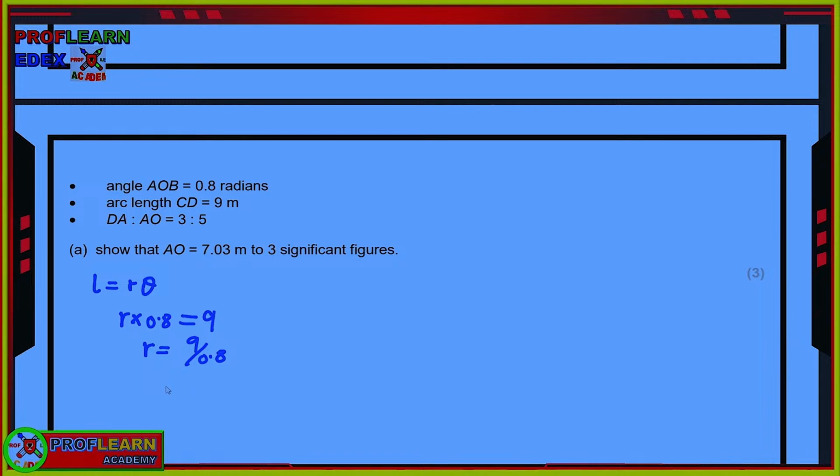So working out, using r and 0.8, the angle in radians, we can find the value of r because we were told the arc length was 9. So this is going to be what? This is going to be 11.25.